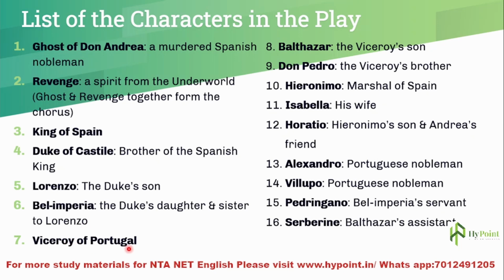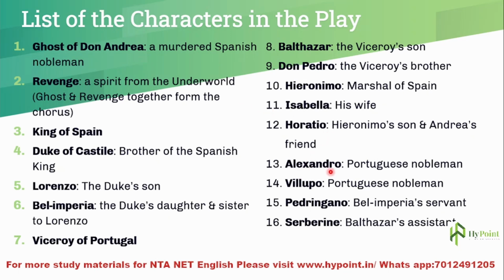And Viceroy of Portugal, Balthazar. Balthazar is Viceroy's son, and Don Pedro, Viceroy's brother. Okay. So Viceroy of Portugal is there. His son's name is Balthazar, and Don Pedro is Viceroy's brother. Jeronimo is Marshal of Spain. So Jeronimo is a nobleman, and he is Marshal of Spain. And Isabella is Jeronimo's wife. And Horatio is Jeronimo's son and Andrea's friend. Andrea means Don Andrea. Don Andrea already got killed in the war, and Horatio is his friend.